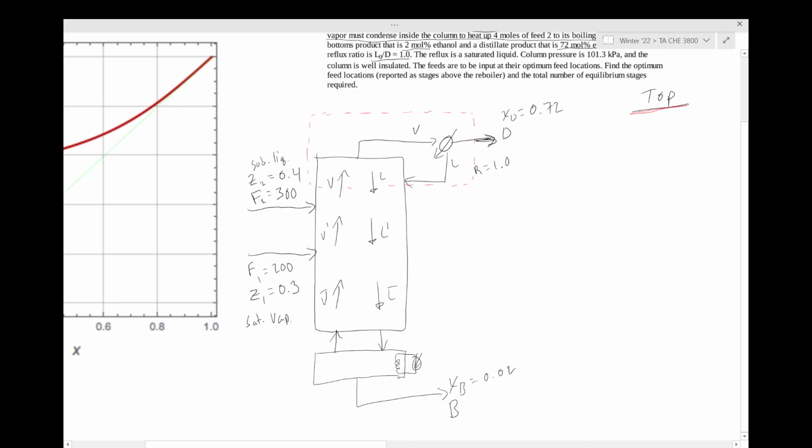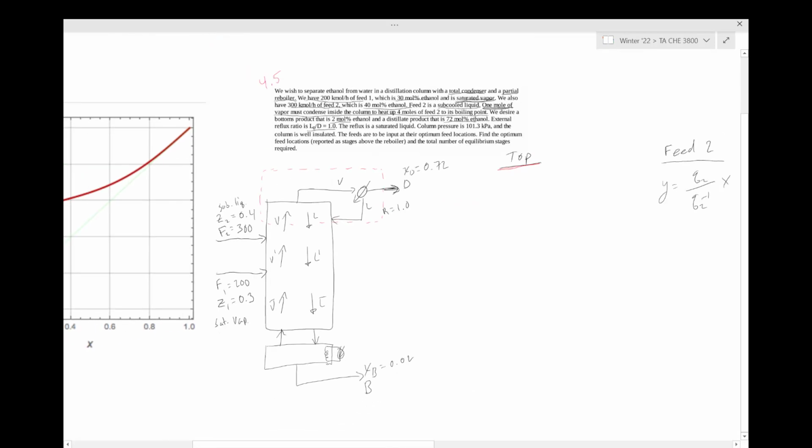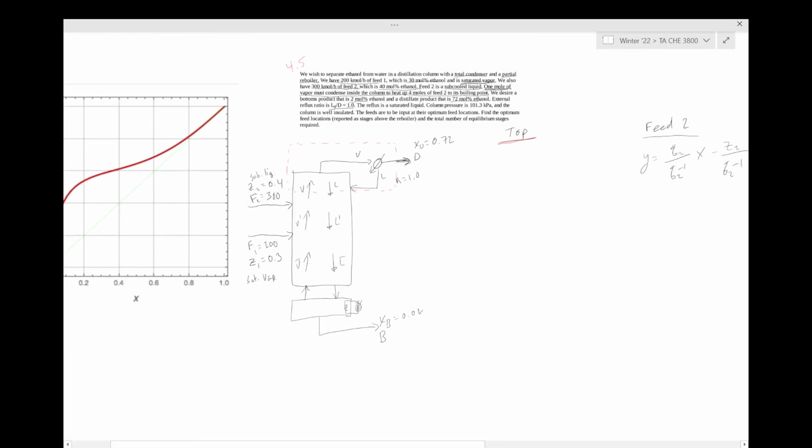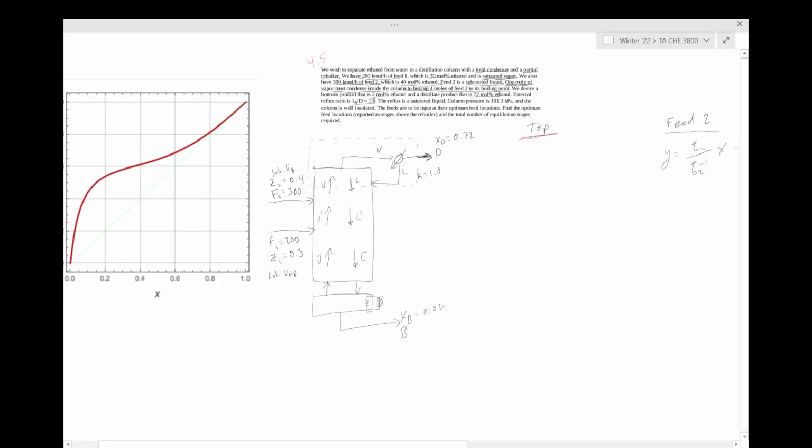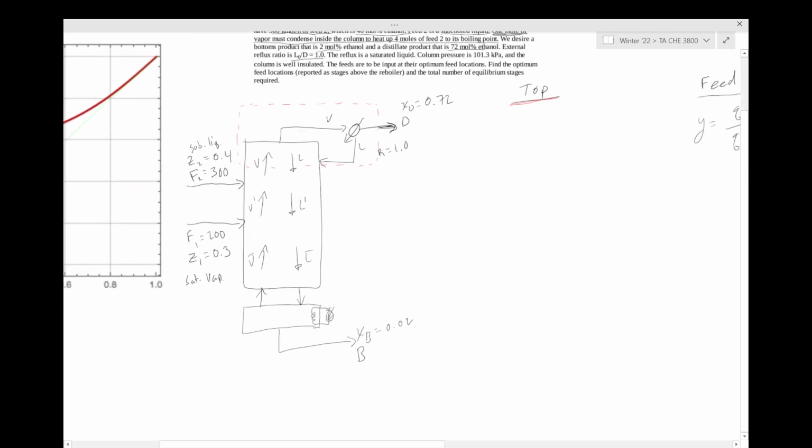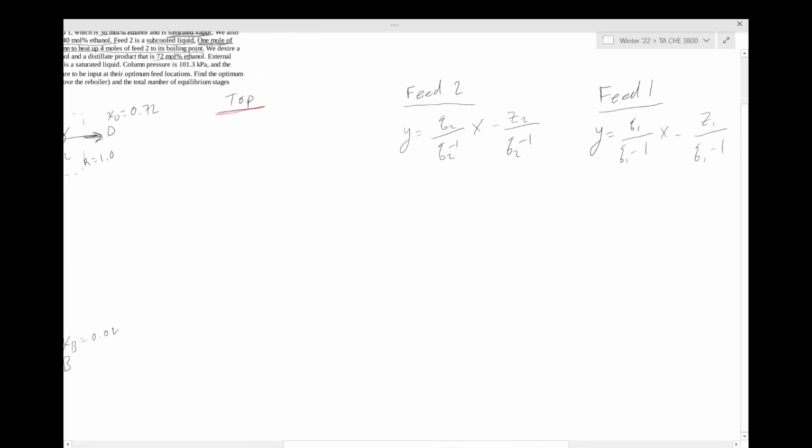So the first thing we need to do is plot the lines that we know. We need to plot our top operating line, our feed lines, and bottom operating lines. So let's just start at the top. You can start wherever you like. I'm choosing to go over the top. I have the equations already written out for the feed and the bottom.